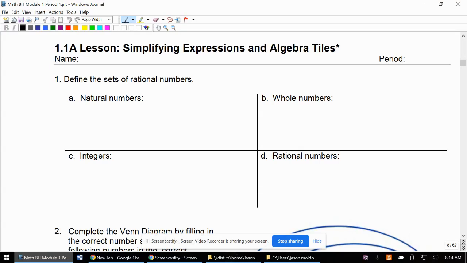In this video, I'm going to go through the first page of the 1-1A lesson, Simplifying Expressions and Algebra Tiles. The first thing we're going to do is review sets of numbers from 7th grade. The first set, and we're kind of going from smallest set to largest set.